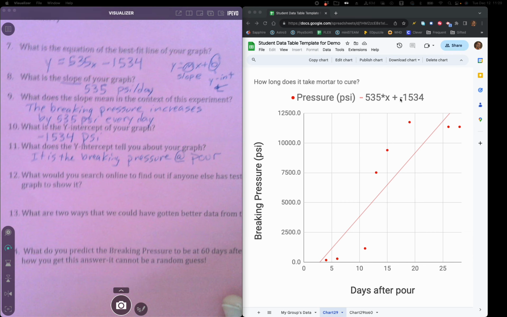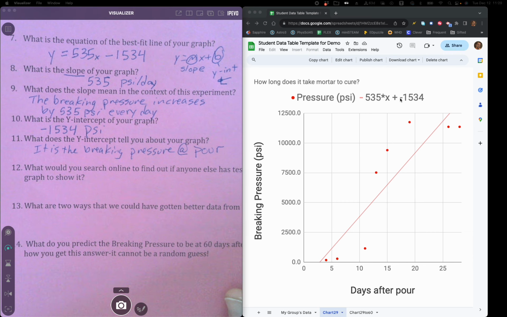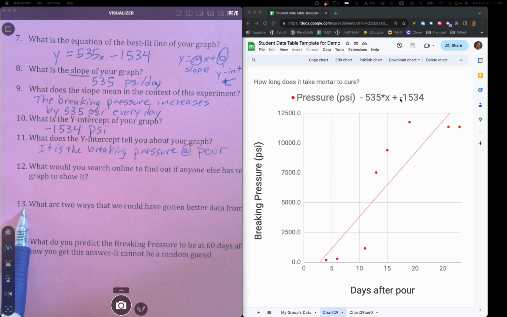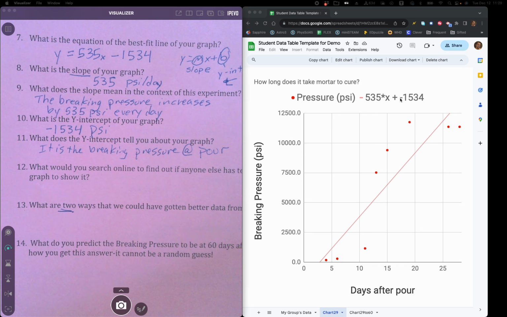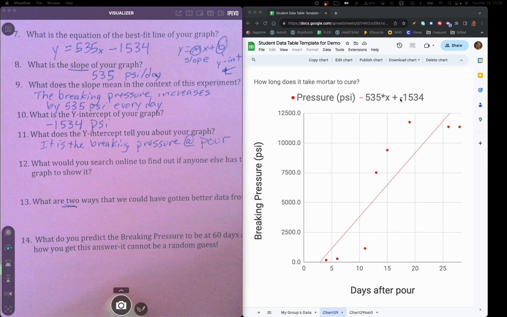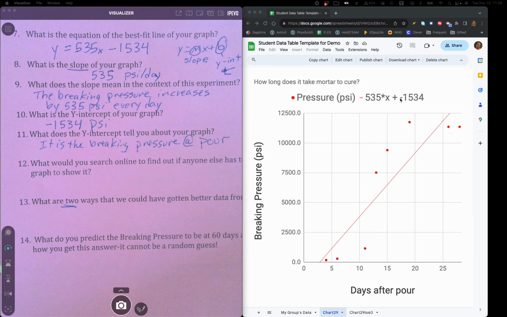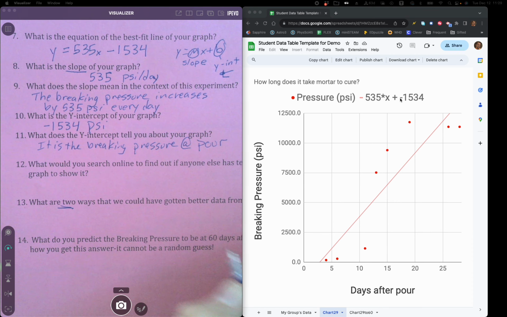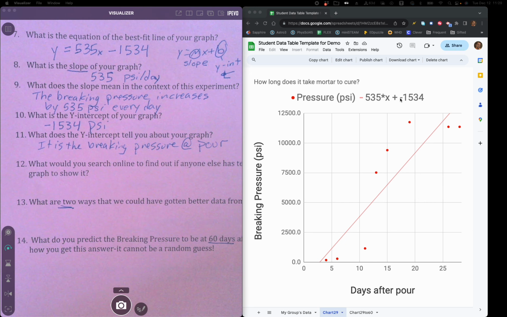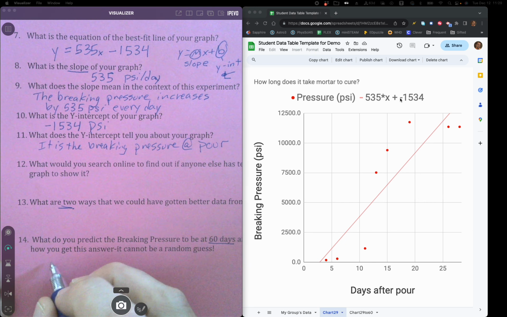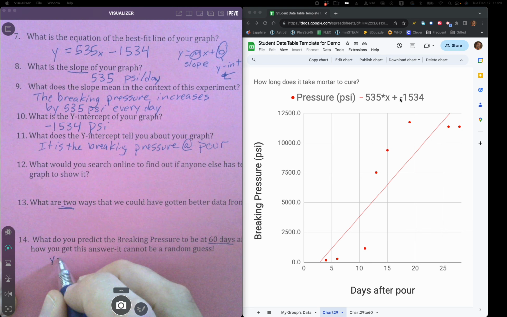Okay? Now I'm going to skip number 12 and 13. I'd like you to think about that. Just notice this says 2 ways. And lastly, right here, it says, what do you predict the braking pressure to be at 60 days? Well, the nice thing is that, remember, 60 days would be an x value because days is on the x-axis. So all we have to do is take our equation, right?